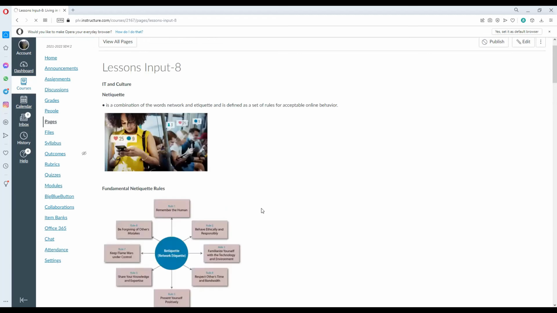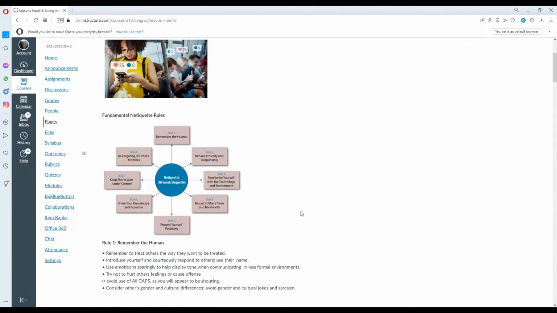Netiquette is a combination of the words network and etiquette and is defined as a set of rules for acceptable online behavior. So this covers all of your activity when using the internet. So it might include games, watching videos, interacting with other people through messages, or reacting to certain posts from different websites or social media sites.